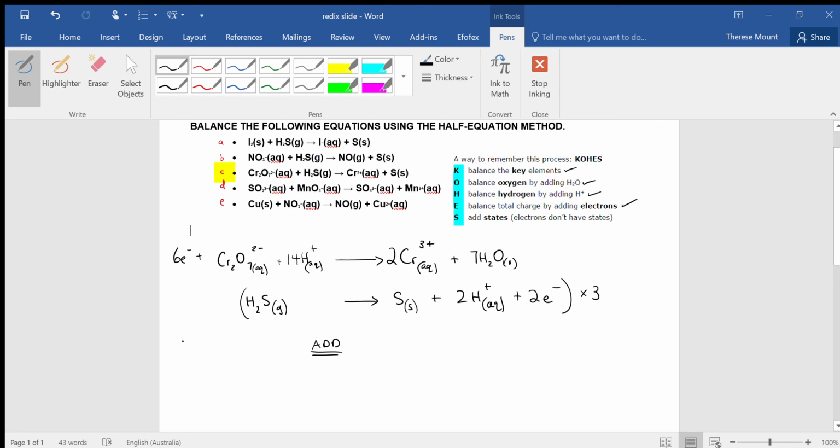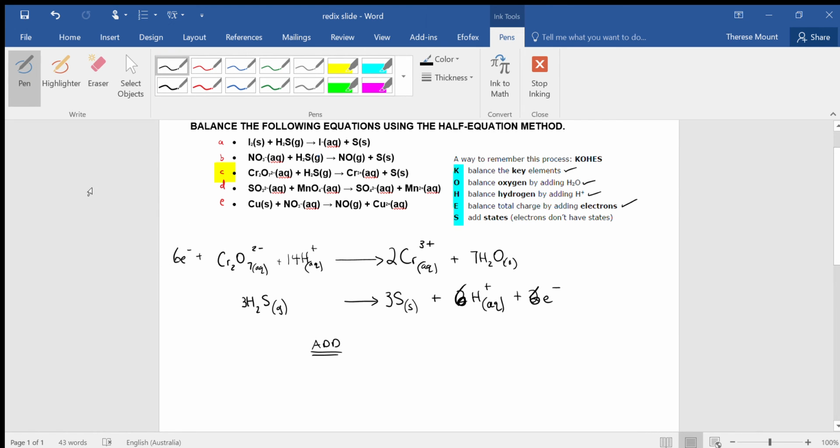If I did that, I would have 3 here, 3 there, 3 times 2 is 6 hydrogen, and 6 electrons now. You might like to rewrite that whole equation after you've multiplied by 3, but I've just fixed that one up there. So I multiplied everything by 3 to get the 6 electrons here to be the same as there. Now I'm ready to add them together.